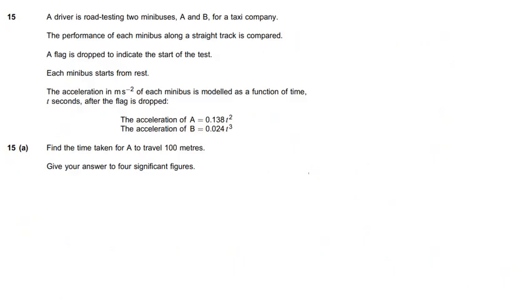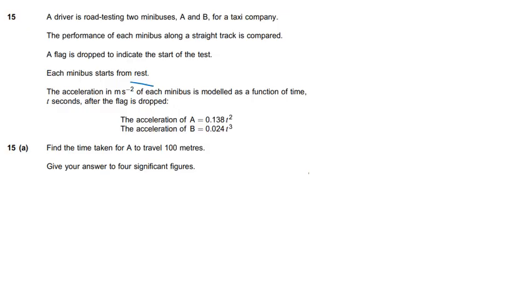Right, question 15. A driver is road testing 2 minibuses A and B for a taxi company. The performance of each minibus along a straight track is compared. A flag drops to indicate the start of the test, and each minibus starts from rest. The acceleration is modelled as a function of time after the flag is dropped. So first of all, find the time taken for A to travel 100 meters.